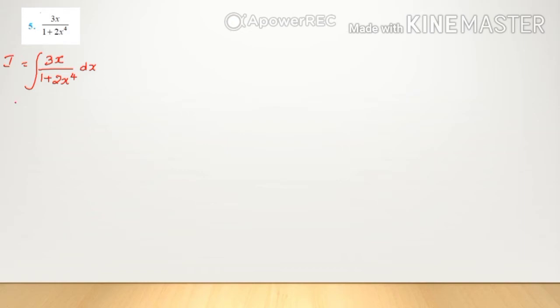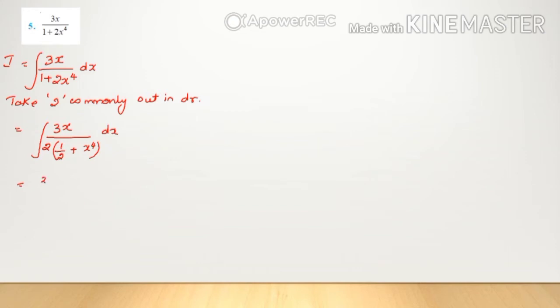So I am going to take the 2 commonly out in the denominator. If we take 2, what happens to 1? I have to multiply and divide by 2, so that only I can get the 2 commonly out. So if I take 2 commonly out, we get 1 by 2 plus x power 4 into dx.